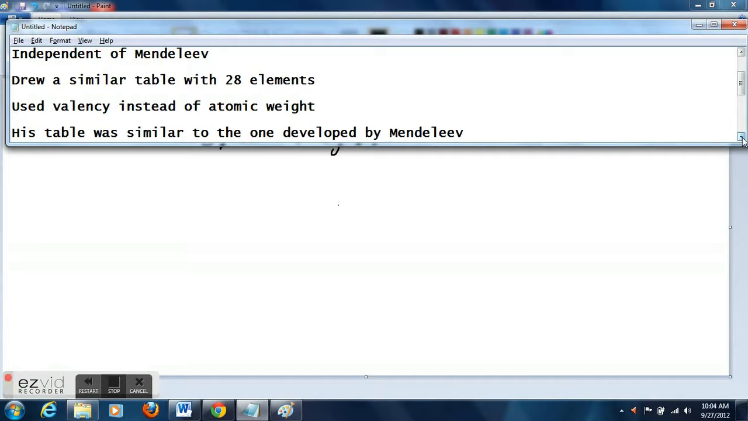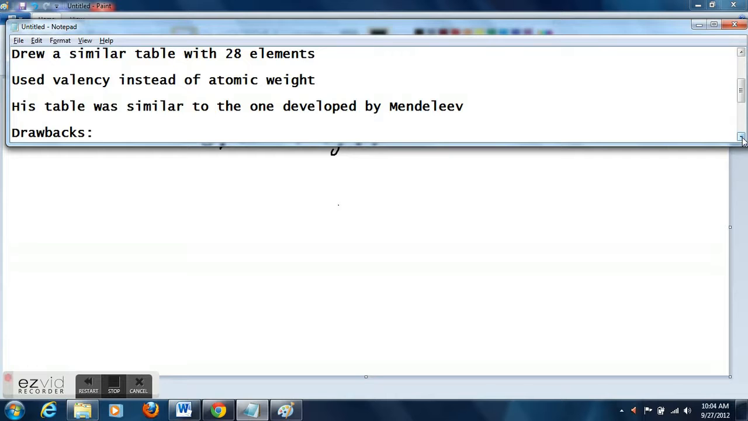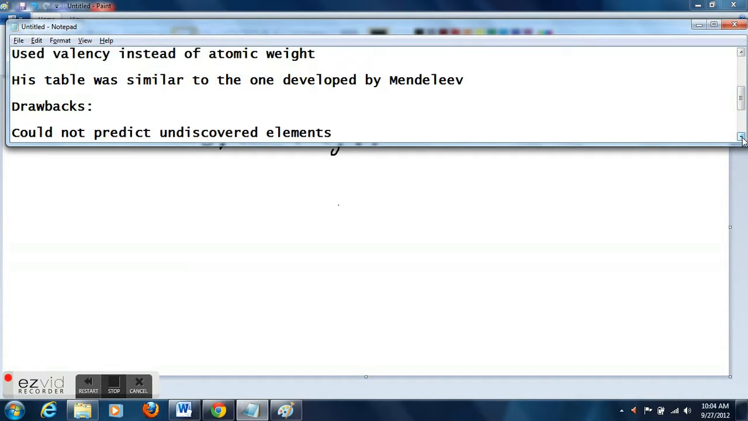So he used valency, and his table was very similar to the one which Mendeleev developed, and he used only 28 elements, as I mentioned. But there are a few drawbacks in his periodic table if I compare with Mendeleev. First of all, he could not predict the undiscovered elements, which Mendeleev did. It was a great discovery of Mendeleev that he was able to predict the undiscovered elements, and he predicted exactly where they will fit into periodic table. He predicted what would be their properties, and Lothar Meyer could not predict that.